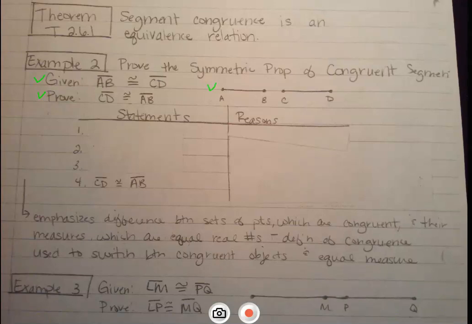All right, so number one is what? Number one is always the given. So they told us segment AB is congruent to segment CD. And what's our reason for that? It's given. That's the easiest one to do.